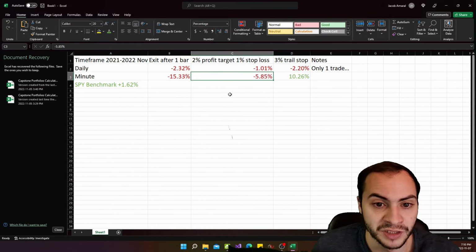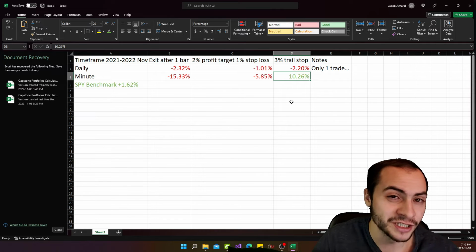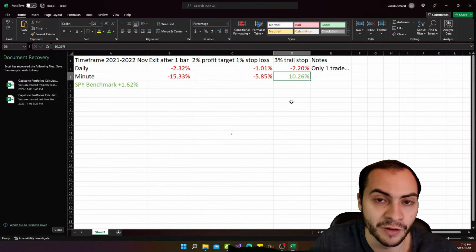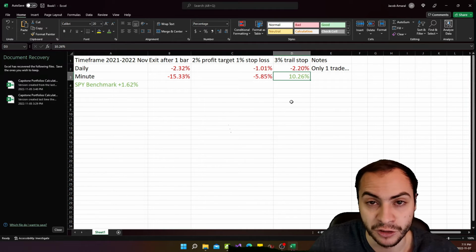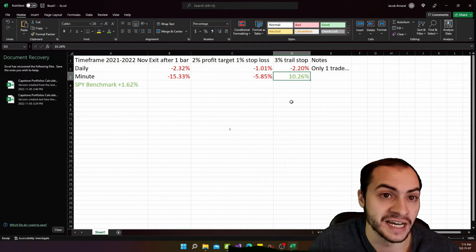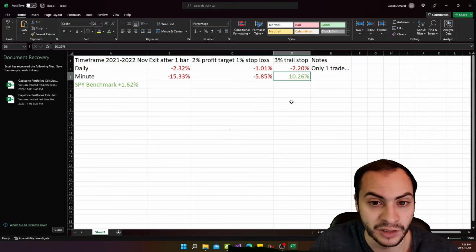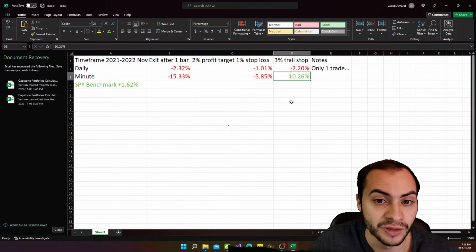2% profit target, 1% stop loss, negative 5%. But look at this, a 3% trail stop with the double bottom pattern netted a positive 10.26% return, which is fantastic. That outperforms the SPY by 8% at least. So it does very well.